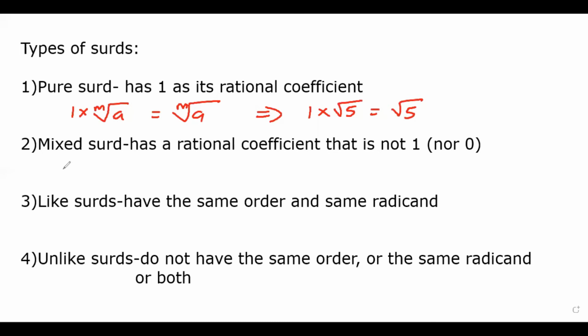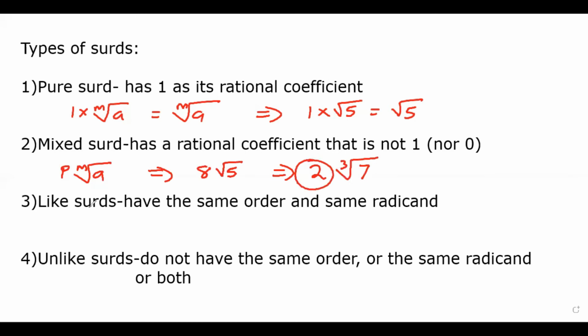So let's say we have p m root of a. For example, let's use a number. Let's say we have 8 root 5. Because the coefficient is not 1, nor is it 0, that means it is a mixed surd. Another example would be 2 cube root 7. Because this is not 1, it is a mixed surd.